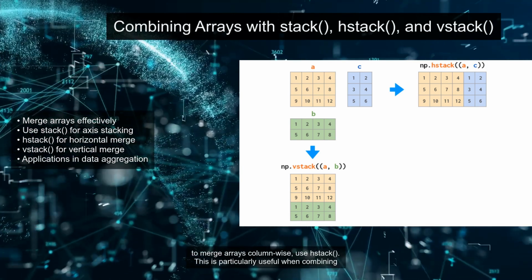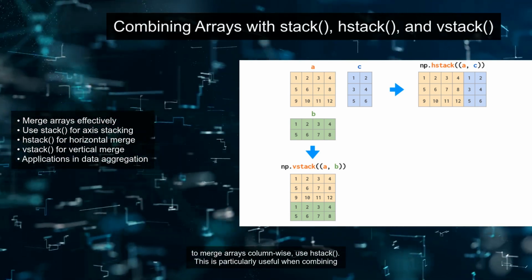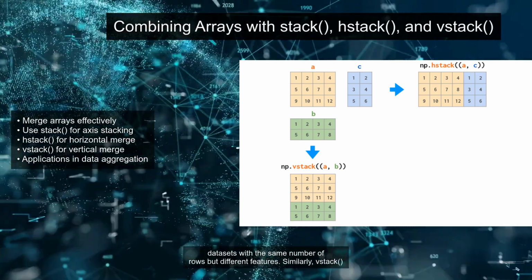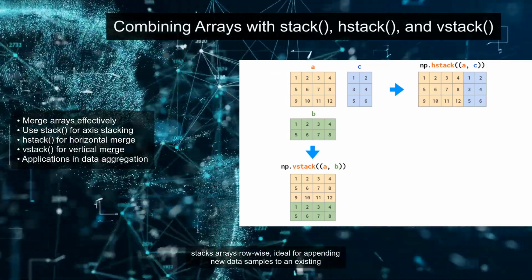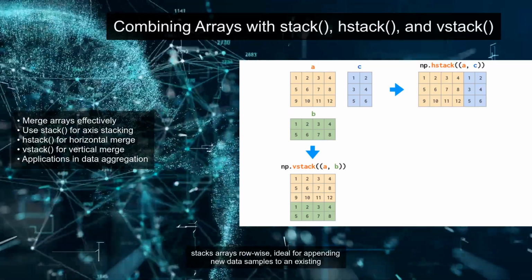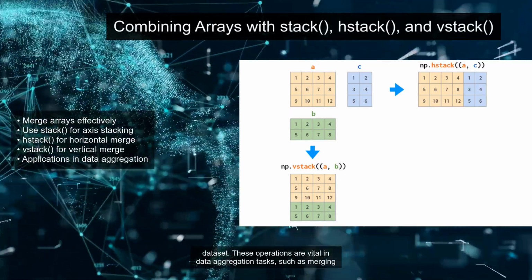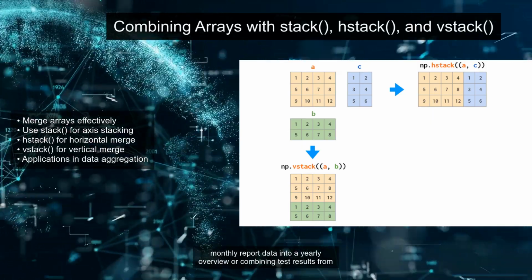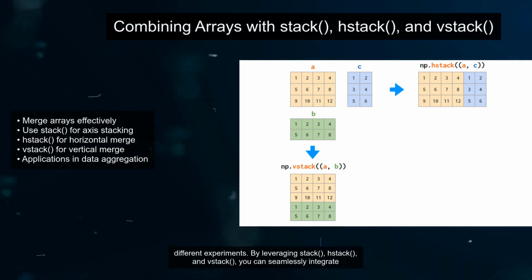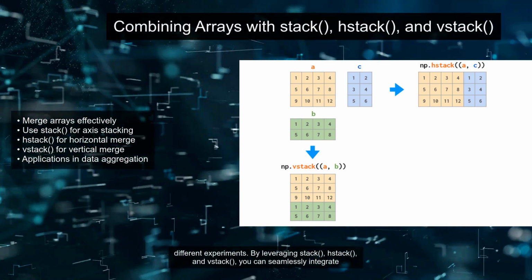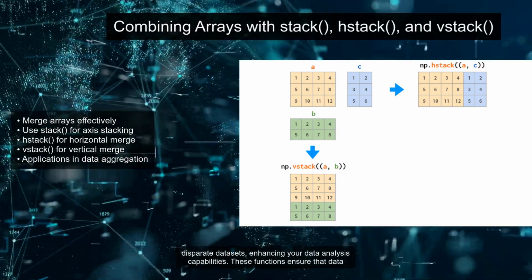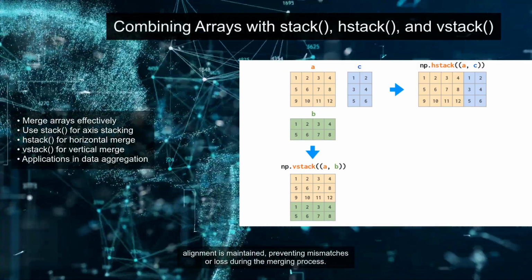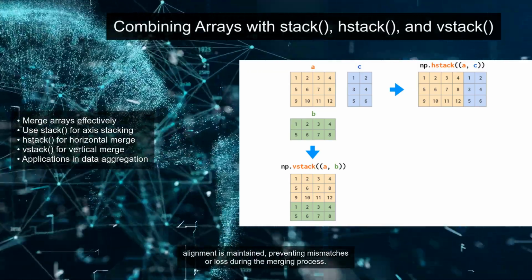For horizontal stacking, where you need to merge arrays column-wise, use hstack. This is particularly useful when combining datasets with the same number of rows but different features. Similarly, vstack stacks arrays row-wise, ideal for appending new data samples to an existing dataset. These operations are vital in data aggregation tasks, such as merging monthly report data into a yearly overview or combining test results from different experiments. By leveraging stack, hstack, and vstack, you can seamlessly integrate disparate datasets, enhancing your data analysis capabilities. These functions ensure that data alignment is maintained, preventing mismatches or loss during the merging process.